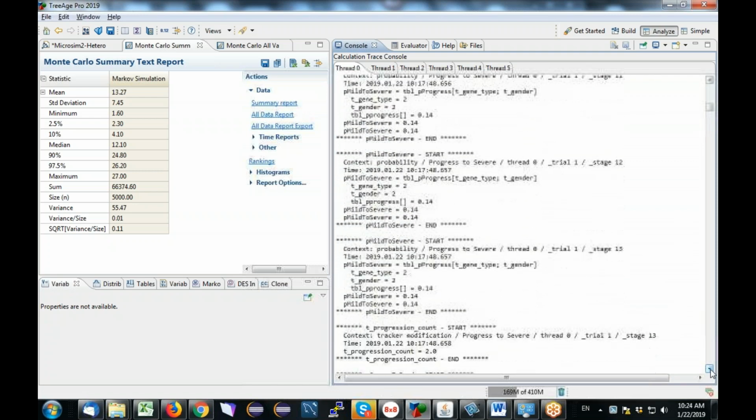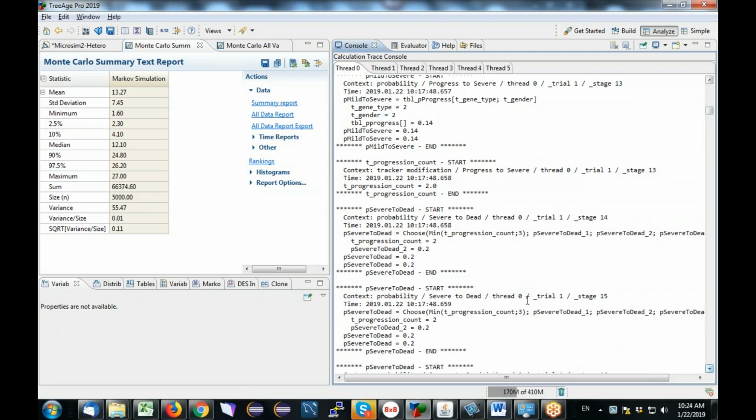Just got to look. And if I have time, here's someone who got to the second progression, right? This is trial, same first person, but in stage 13, so 13 years in the future, had the second progression. And now, from the severe state, the probability of death has changed to 20%. So we're seeing that the event in the patient history has changed the risk moving forward. And that's what the integration of patient history is all about: being able to use events that happen within the course of that patient passing through the model to affect risks or probabilities or costs or utilities in the future. And that's what we've shown here.